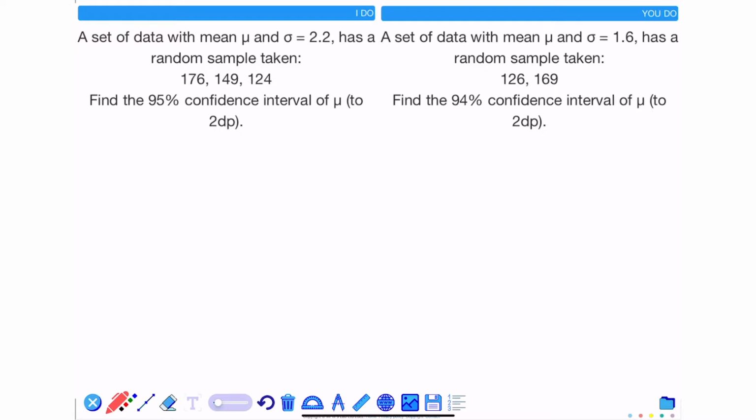In this video, we're going to be looking at how we can calculate a confidence interval. Now, if you haven't seen the video on normal distribution yet, please watch that first. When we calculate a confidence interval from a sample, there are two things that we need to work out first. That is the mean of the sample and the standard error.